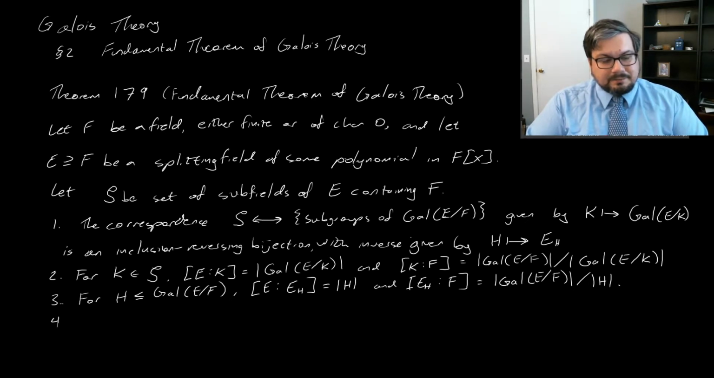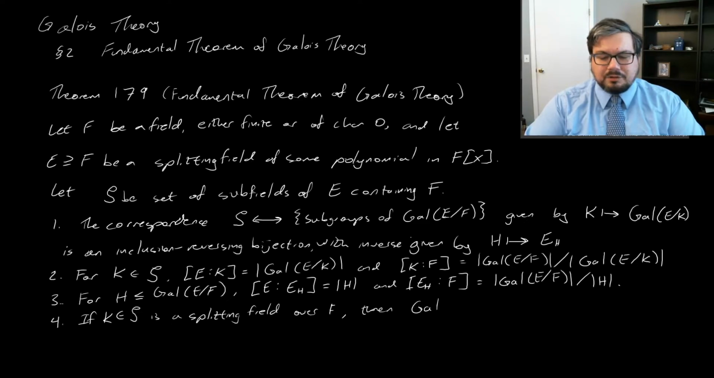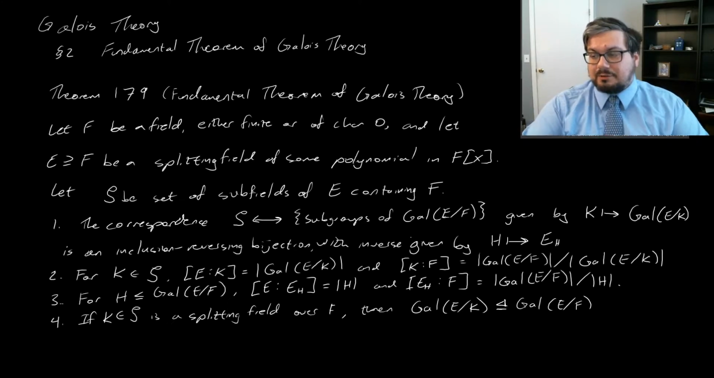And then finally, we have that if K itself is an element of S and is also a splitting field over F, then this Galois group, E over K, we know it's a subgroup of the Galois group of E over F, but in fact, more than that's true, it's a normal subgroup. So if K is a splitting field, then the Galois group is a normal subgroup.